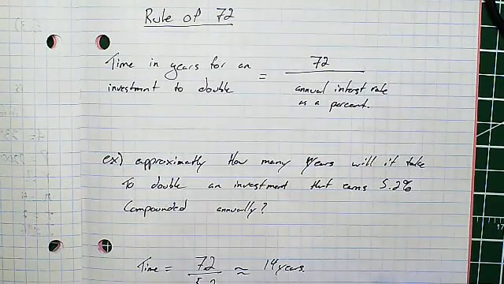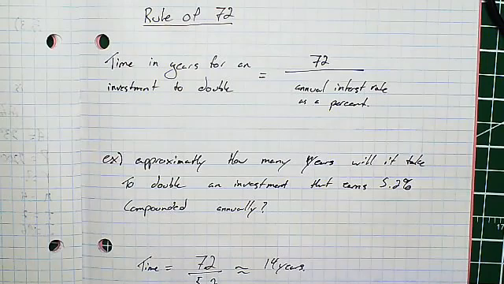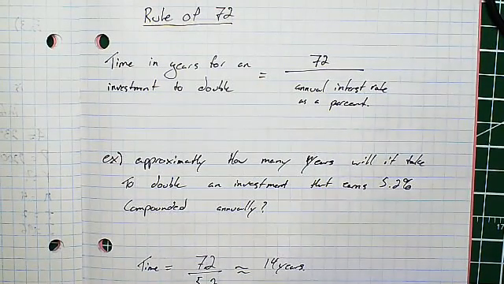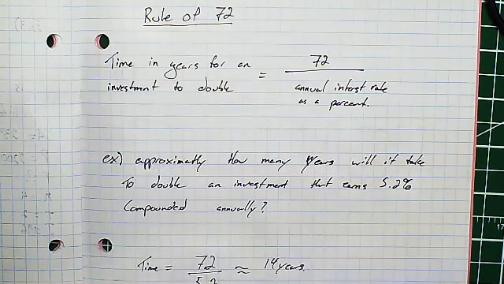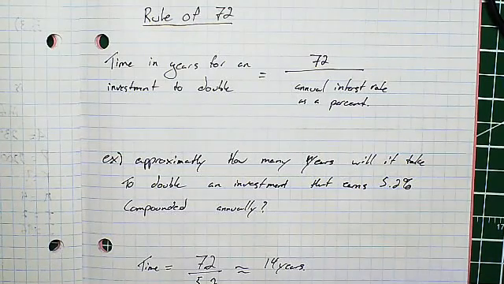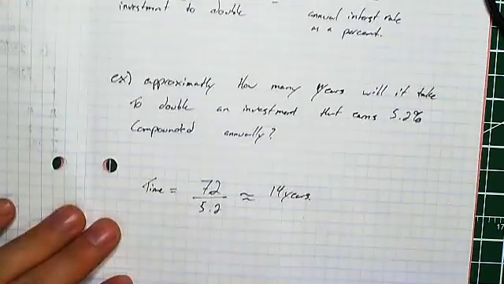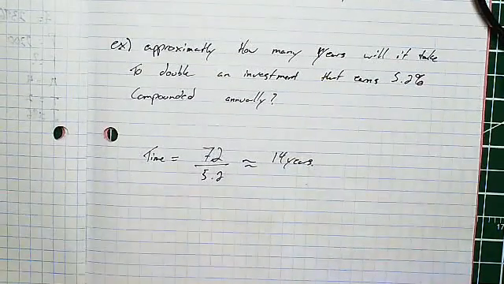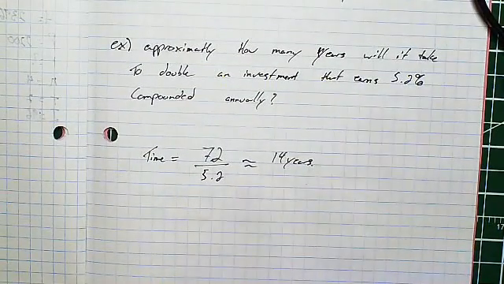Last part is called the rule of 72. Kind of a simple concept. It's going to be a rough estimate for the time in years it takes for your investment to double. It's equal to 72 divided by your annual interest rate as a percent. So where every other time right now we've turned the percent into a decimal, here I just leave it as a percentage.